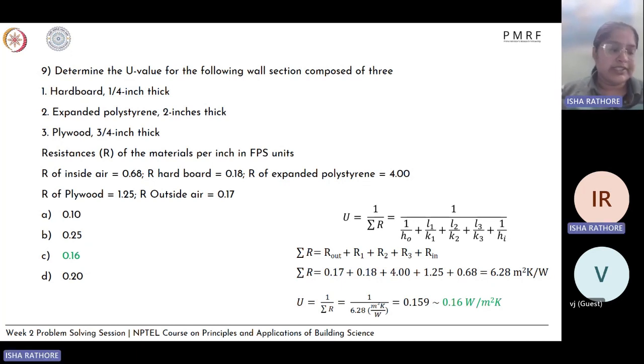U value can be calculated using the thermal resistance values for the different layers as well, which is nothing but the relation between L1 by K1 only.